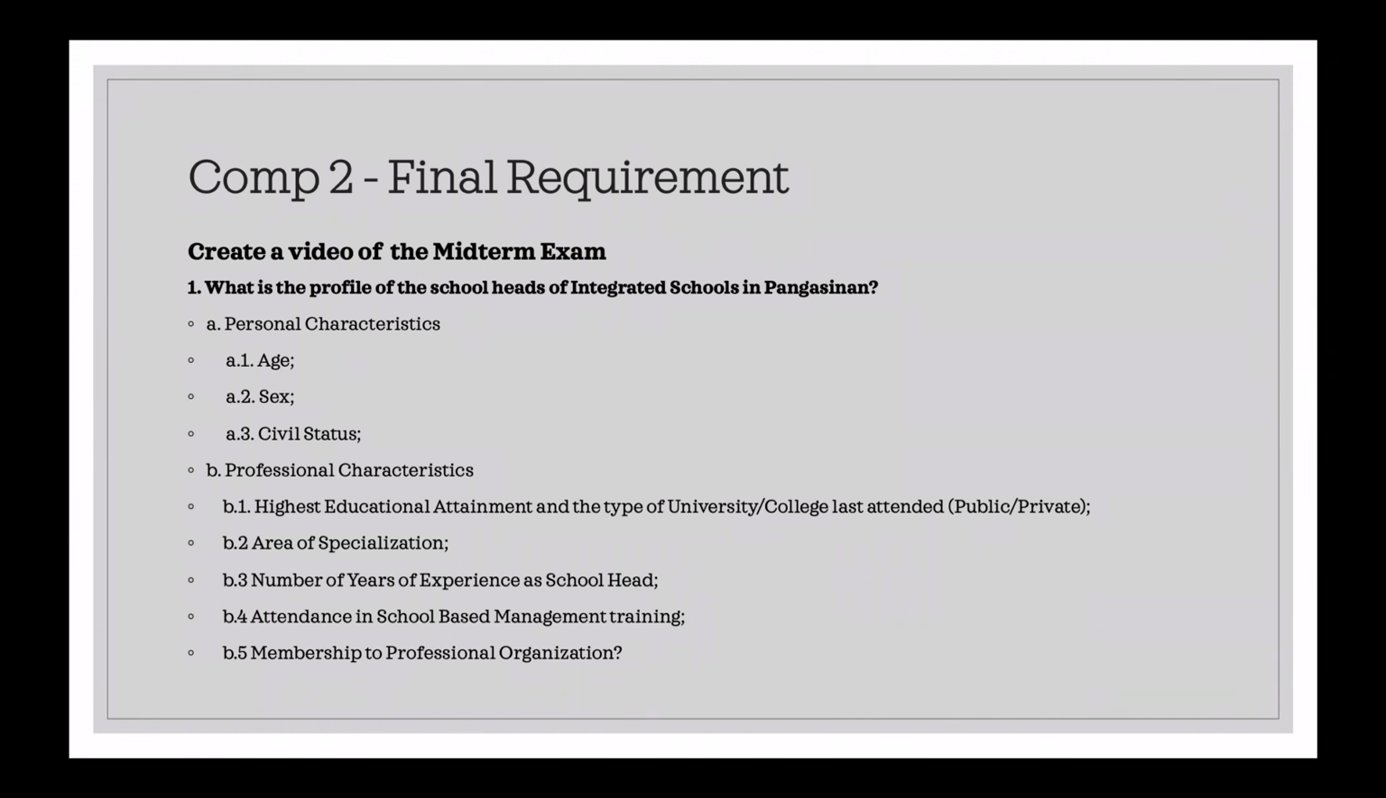Number 1 is, what is the profile of the school heads of integrated schools in Pangasinan? So we have two characteristics. Letter A is personal characteristics and B is professional characteristics. For personal characteristics, we need age, sex, and civil status. Professional characteristics include highest educational attainment and the type of university or college last attended, public or private, area of specialization, number of years of experience as school head, attendance in school-based management training, and membership to professional organization. For this number, we are going to use frequencies and percentages for the profile of the respondents.